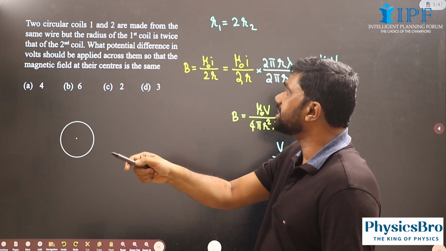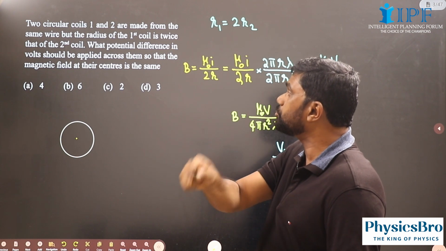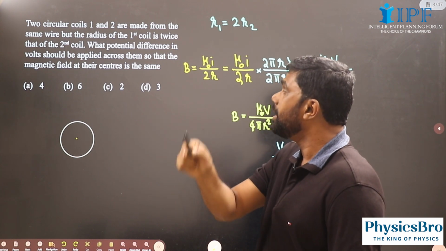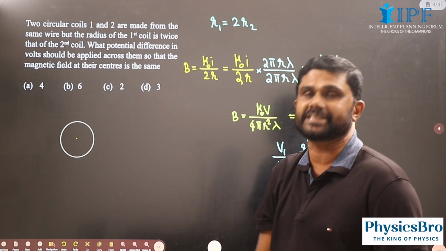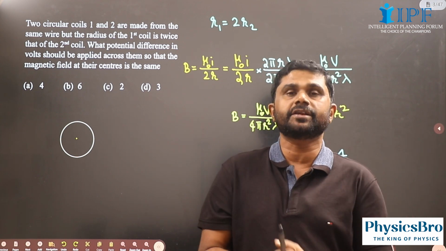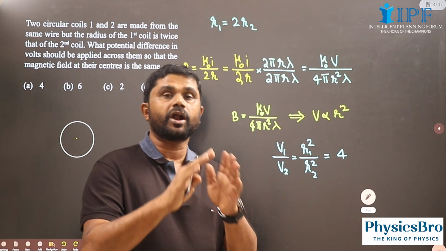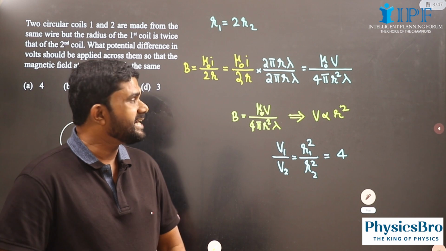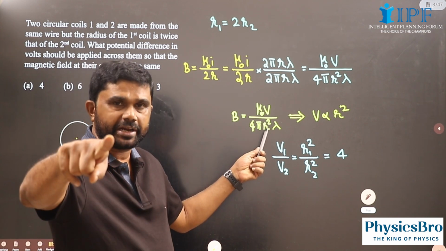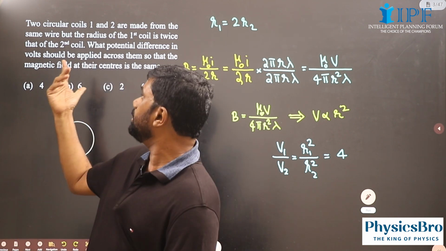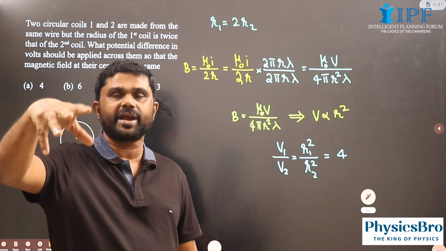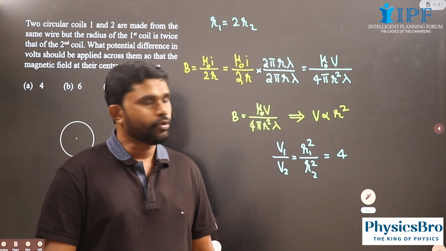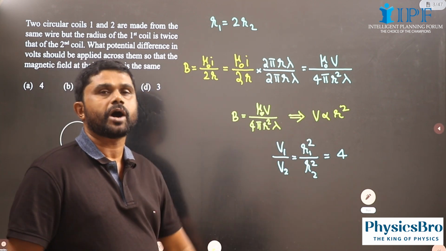Two circular coils 1 and 2 made from the same wire, but the radius of the first coil is twice that of the second. What potential difference in volts should be applied across them so that the magnetic field at the centers is the same? The difference is only in voltage and radius. All other factors are same. See, lambda, being the resistance per unit length, is same for both the circular coils because they are made from the same wire. So we will get V proportional to R square.